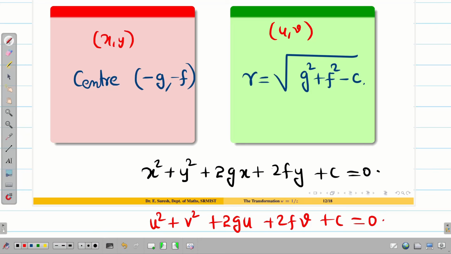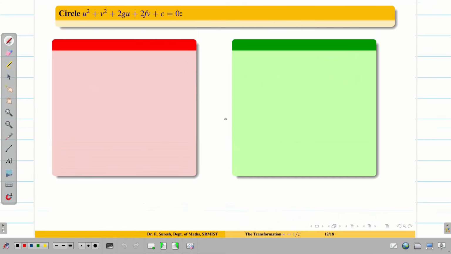So this is for our convenience. The general form of a circle is this. Center is minus g comma minus f. Radius is square root of g square plus f square minus c.